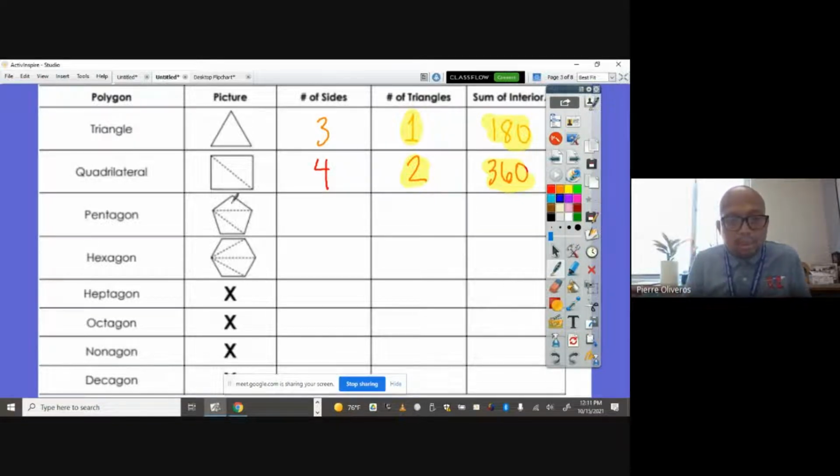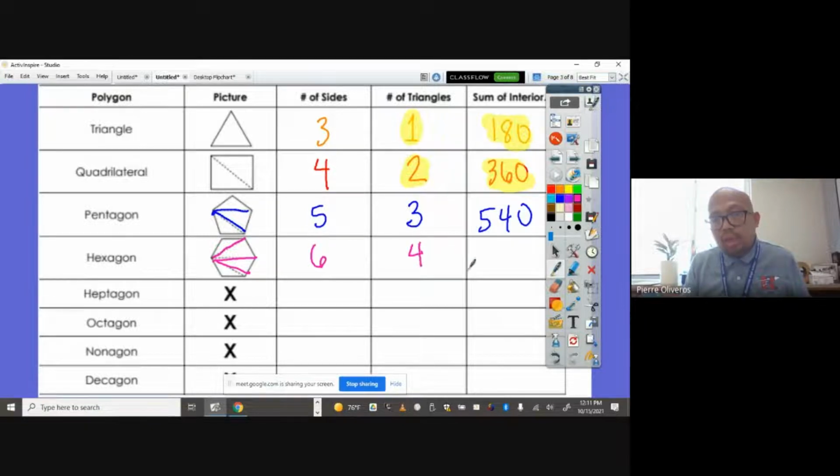Let's do the pentagon. If I put it here, I draw one triangle, two triangles, and three triangles. So I have 5 sides here, and the number of triangles I can form is 3. 3 times 180 will give me 540. Next, I have here a hexagon with 6 sides. There are 6 sides, but I can form 4 triangles. So 4 times 180 will give me 720.